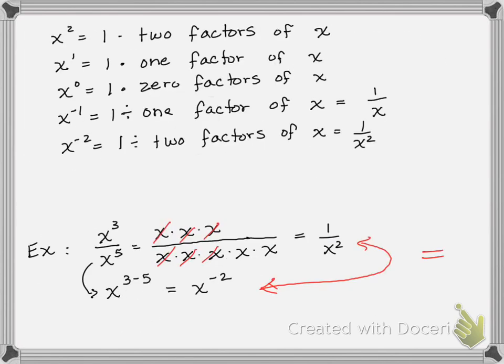If you have 1 over x to the negative 5, that is the reciprocal of 1 over x to the 5th. So that's just x to the 5th. Right? You take the reciprocal of it, and that changes the sign of the exponent. The opposite of dividing by 5 factors of x is multiplying by 5 factors of x. So we end up multiplying by 5 factors of x.